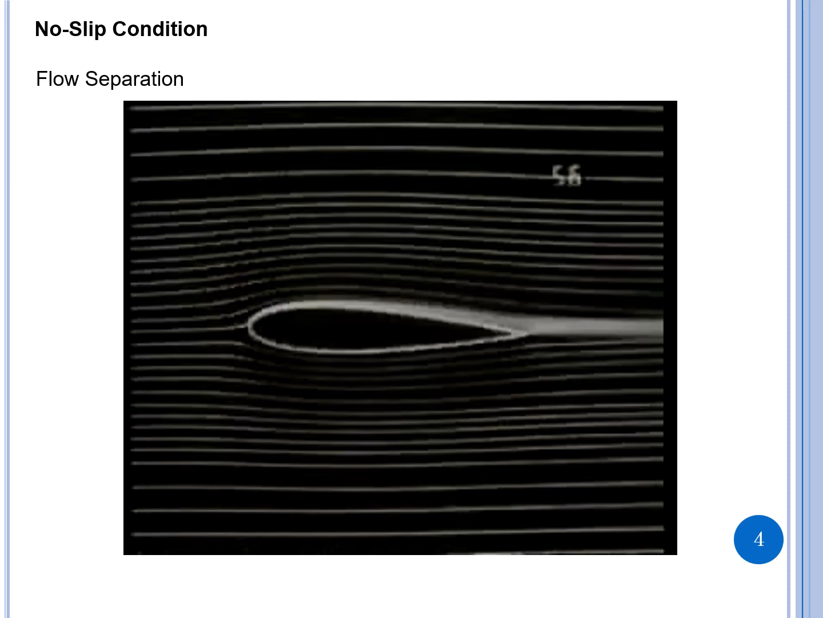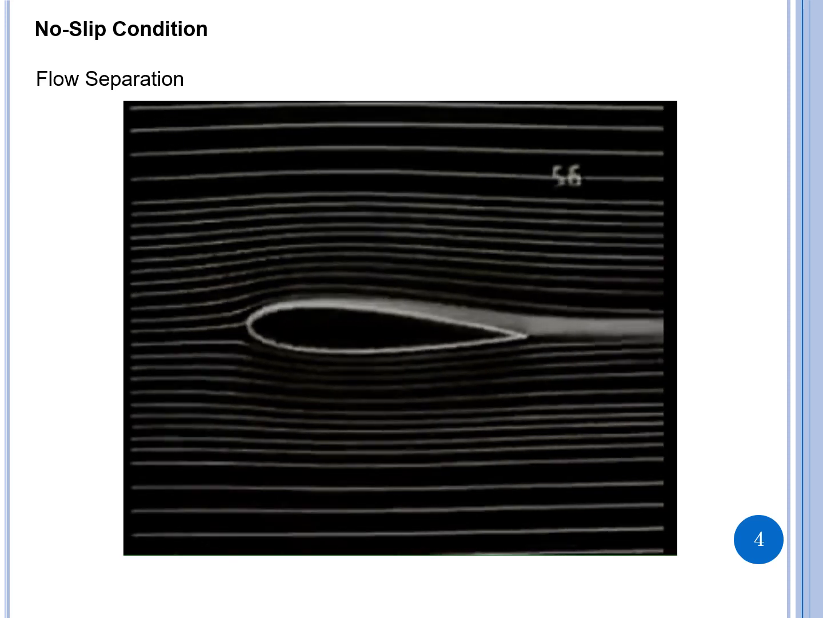The next video is about flow separation. The flow separation we have briefly discussed in a video. So in that case, now we should look at the video now.